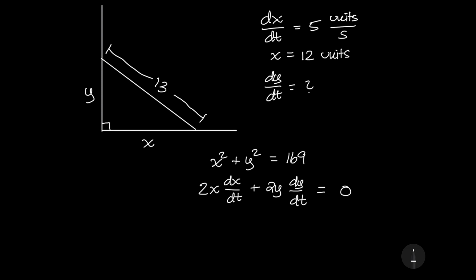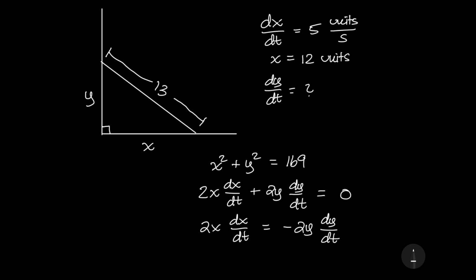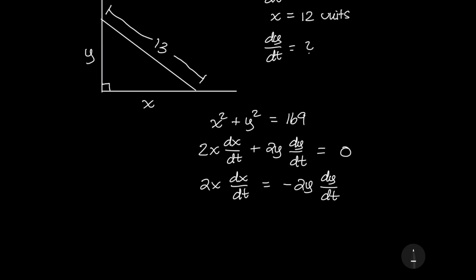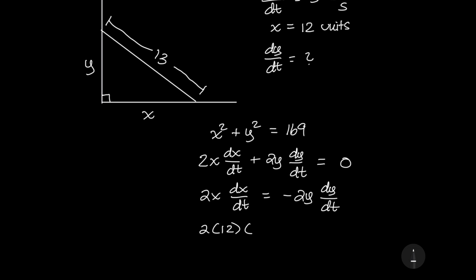We have x and dx dt plus y and dy dt. So what I'm going to do is move this 2y dy dt over to the other side. So we have 2x dx dt is going to equal negative 2y times dy dt. Like that. So now let's go ahead and solve for dy over dt. So let's plug in our given information. We know that x is 12. So 2 times 12. And then we know that dx dt is equal to 5. And now we want to solve for dy dt.